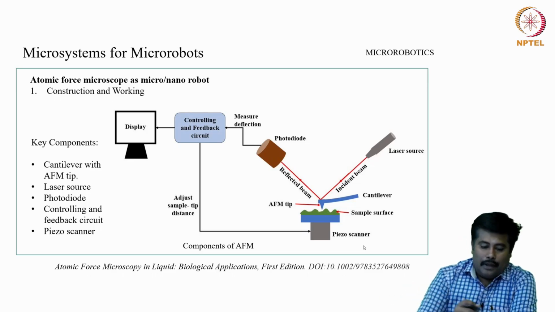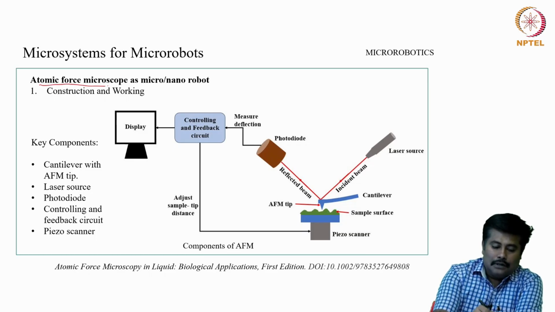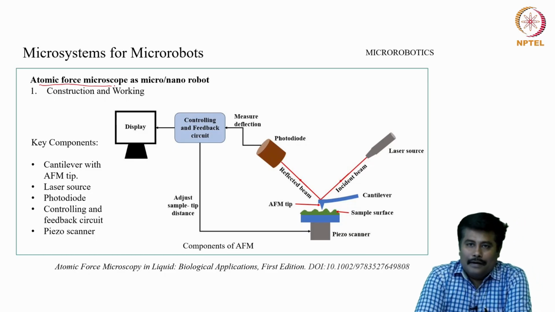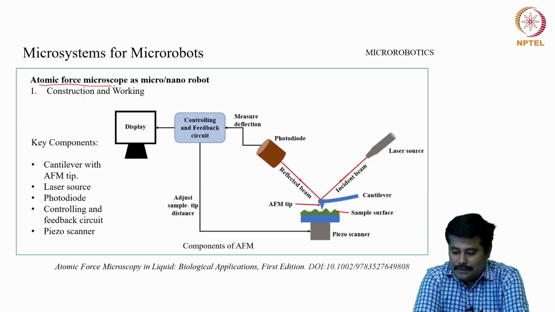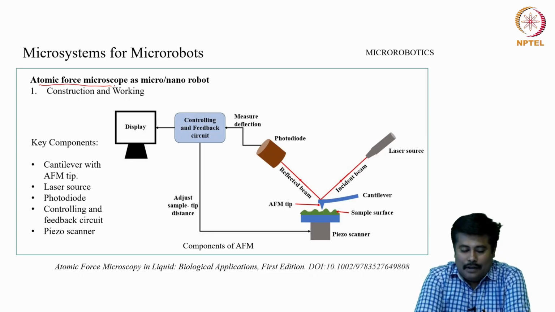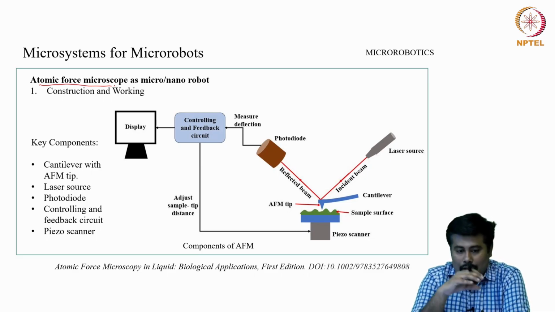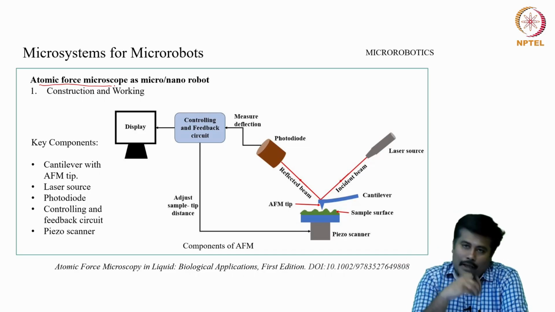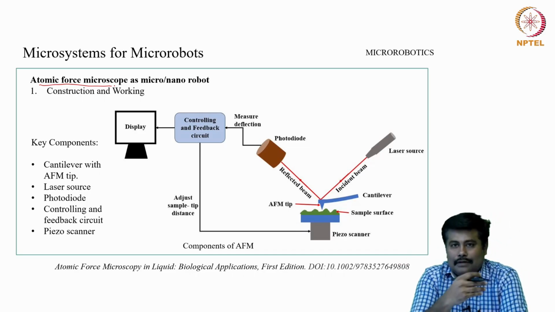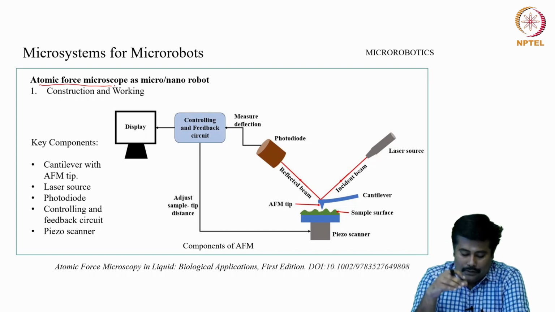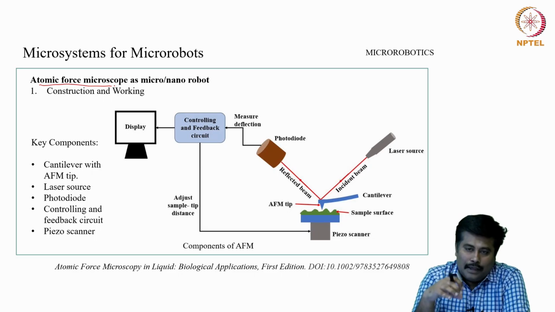microscope. This is considered to be one of the characterization tools for studying the surface characteristics or the surface behavior. This tool is considered to be a kind of micro and nano robot, because of its functionality as well as because of its application. So, let us take that as an example and see some of the key characteristics.